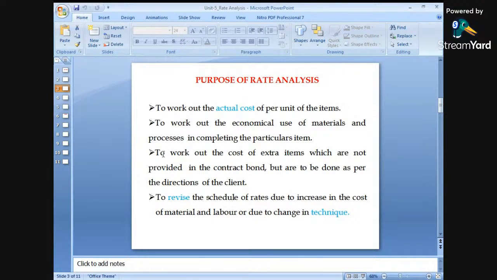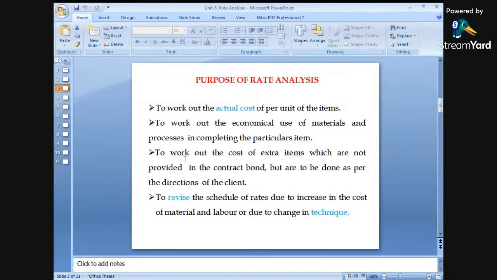Okay. Number third point is to work out the cost of the extra items which are not provided in the contract. That means in some cases some extra items will be required. Through rate analysis, we can find out the quantities of the extra items which have been required for executing the particular type of work, which extra things are required related with the work which have not been mentioned in the contract bond.